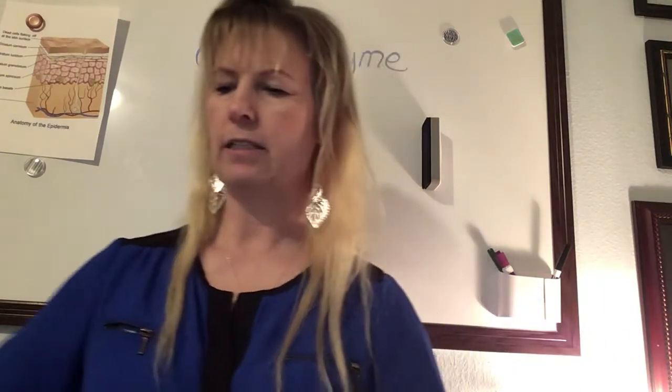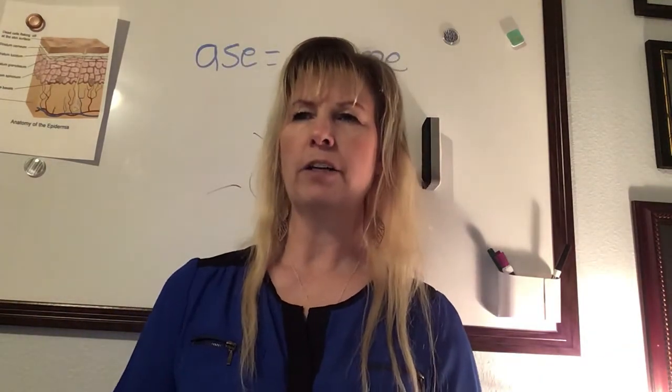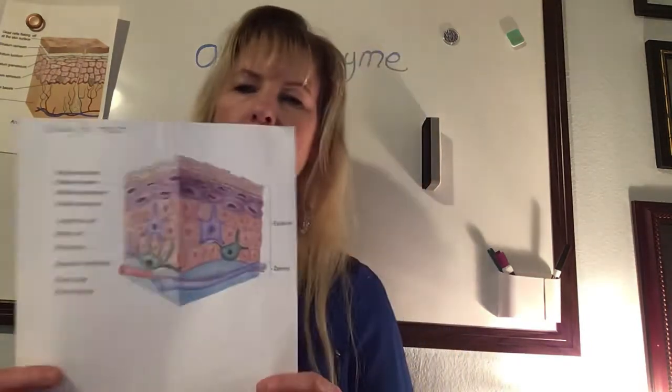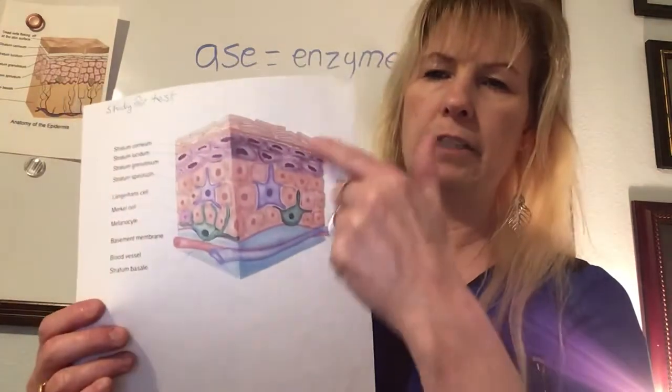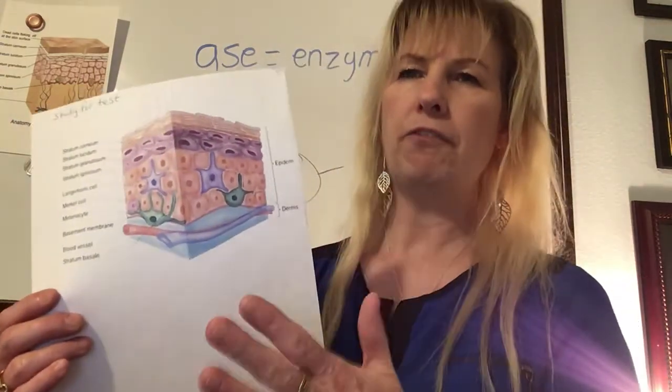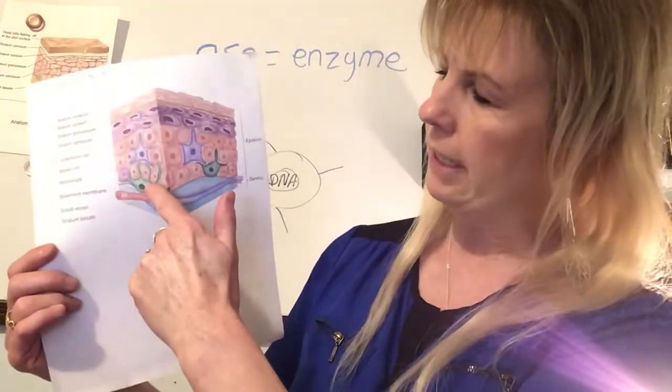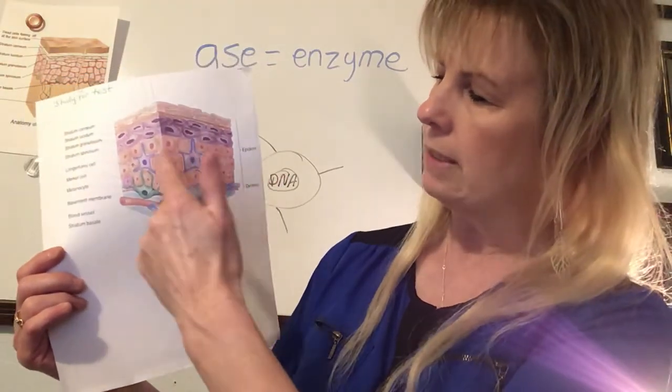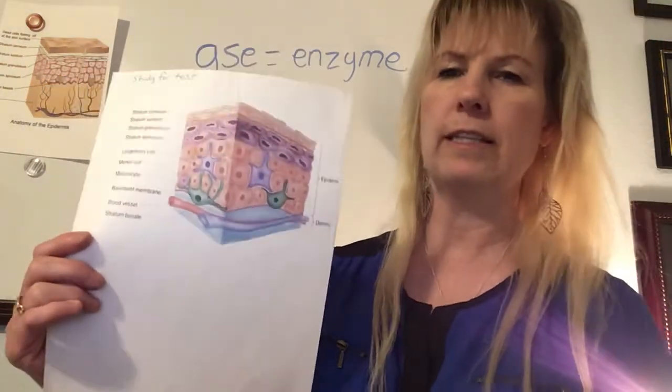So now we're going to talk about the keratinocytes. Keratinocytes are composed of keratin. Mainly 95% of your cells are keratinocytes. Now the other 5% would be like your melanocytes, your Merkel cells, and your Langerhans cells.